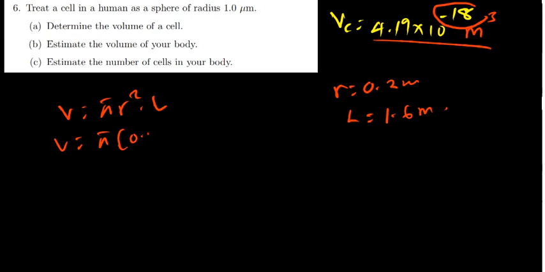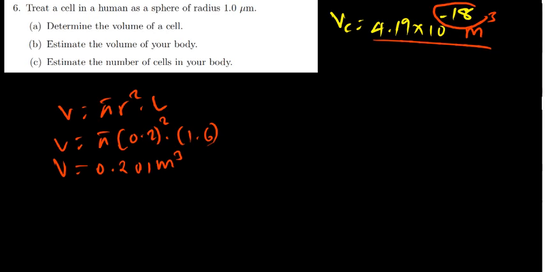Then we have estimated this: 0.2 squared, and then times 1.6. What is the answer? 0.201 meters cubed. So that is the volume of your body. The volume of the body is going to be given by 0.201. No one is going to penalize you because we are estimating.